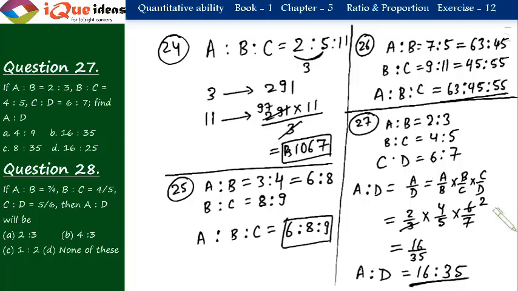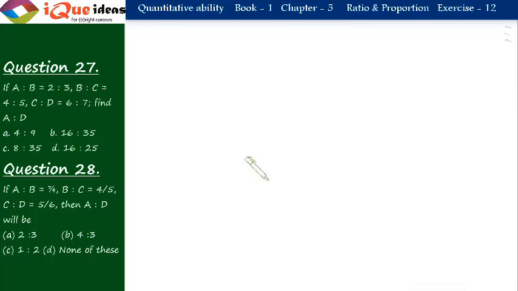The other way could have been, we could have combined all the ratios. Let's take a look at the other way also. The other way of doing the same question 27 could have been like this. I'll repeat the other method for question 27, which is to combine all the ratios. Let's say first let's combine AB and BC.